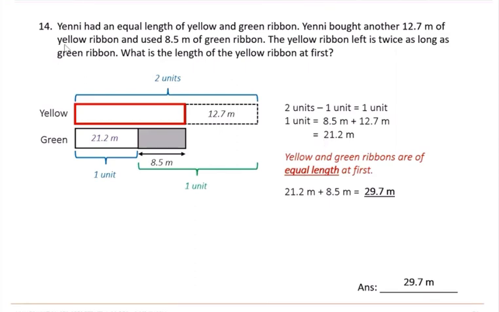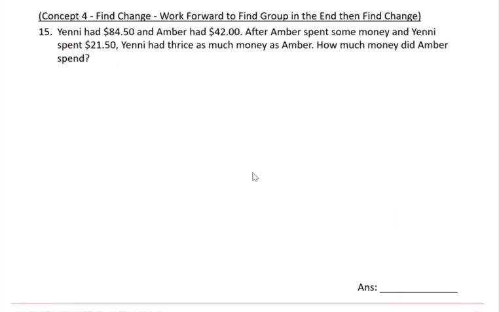Okay, moving on to question number 15 now. Find change. Work forward to find group in the end, then find change. Okay, Yenny had $84.50 and Amber had $42. After Amber spent some money and Yenny spent $21.50, Yenny had thrice as much money as Amber. How much money did Amber spend?